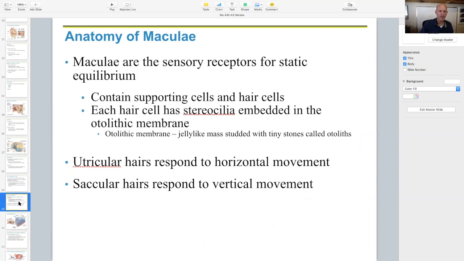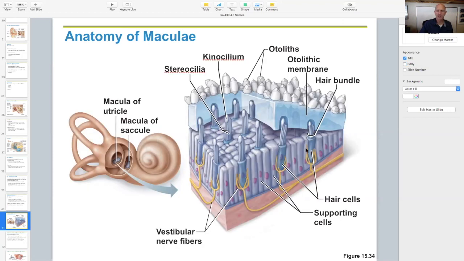What will happen here is as we move this membrane, if we move it to the left, this bottom membrane is going to move faster because of these weighted otoliths sitting in this membrane. And then all of a sudden, that movement being slowed down a little bit will stimulate these hairs to move. So what does it look like?